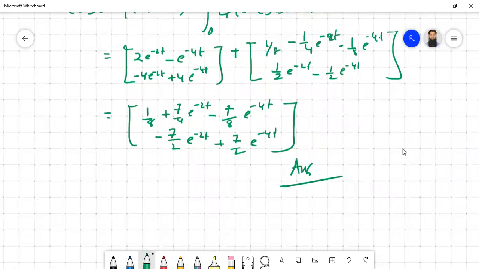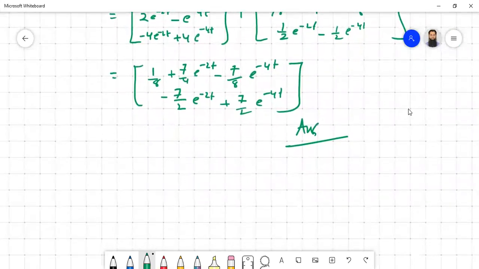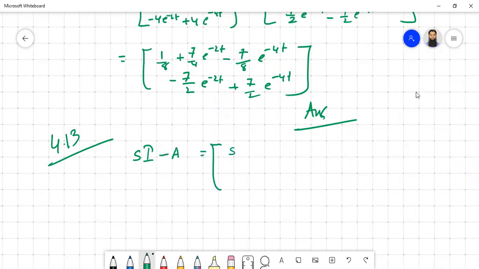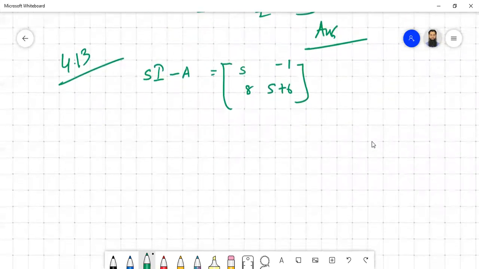And now we're saying that there is an alternative approach to finding the state transition matrix. That is your example 4.13. Again, we have to find the same matrix. So sI minus A you have to find out, and we already derived that as s, minus 1, 8, s plus 6. Now we have to find the inverse of this one, so basically the inverse of sI minus A.